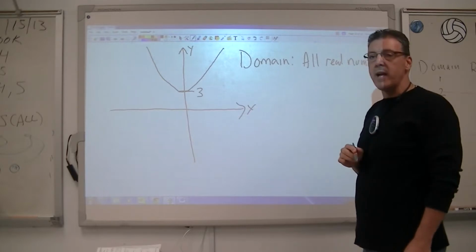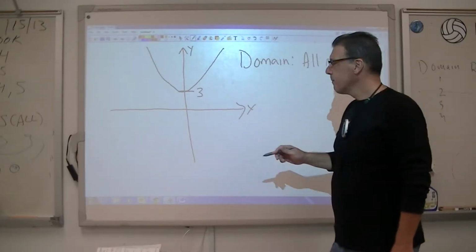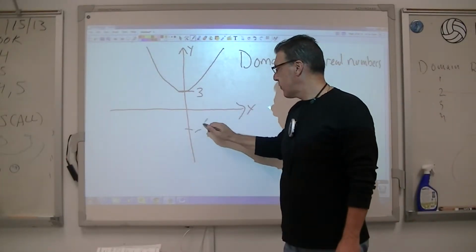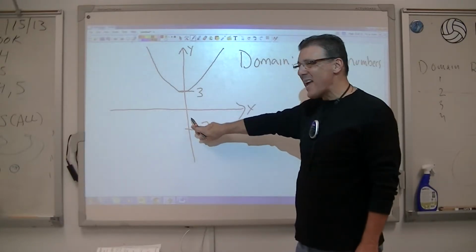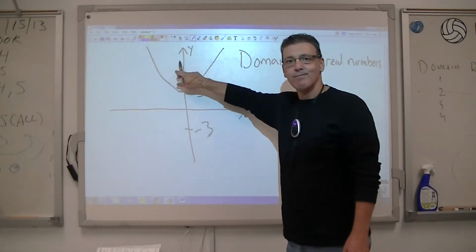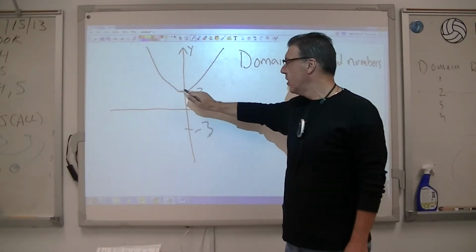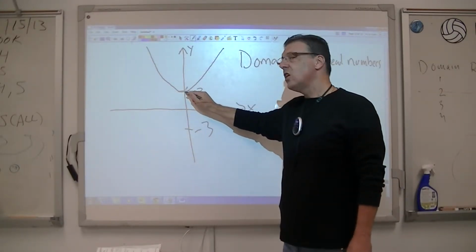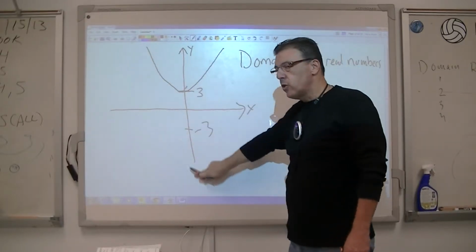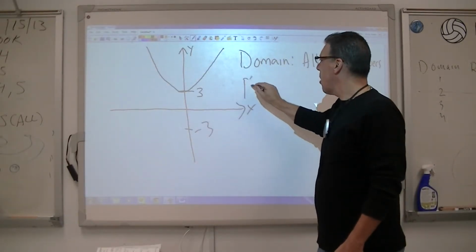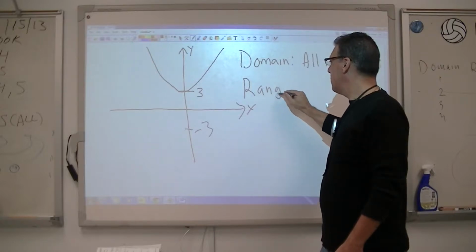Now let's look at the range, the y values. If this were, let's say, -3, is -3 anywhere on that curve? Nope. Neither is the origin, neither is 1, neither is 2 in this case. But 3 is, and it does include 3. When we talk about the range, we are talking about the y values.